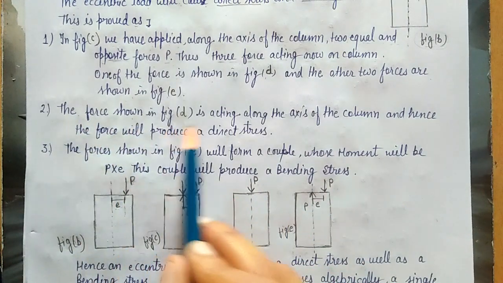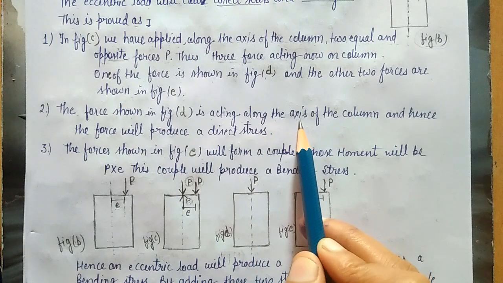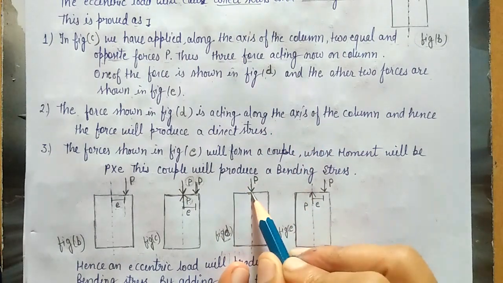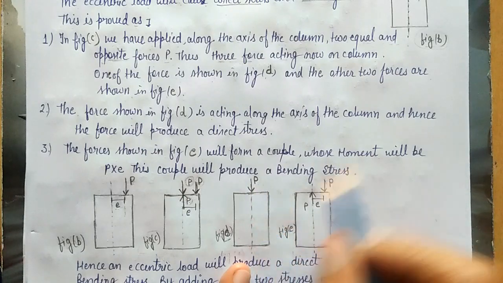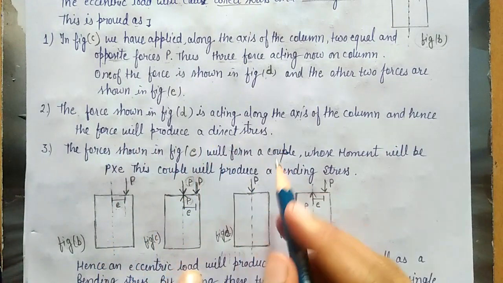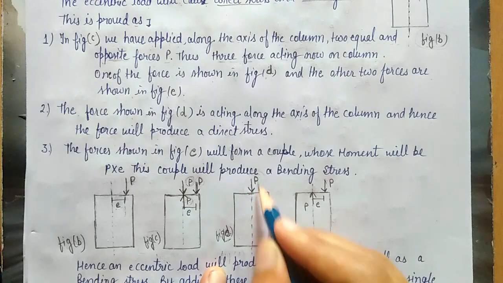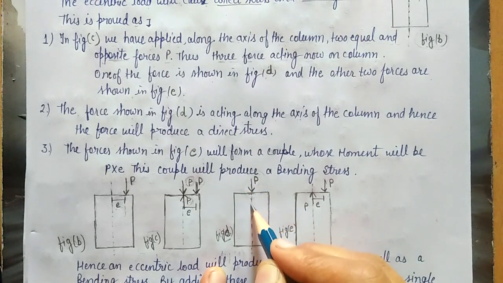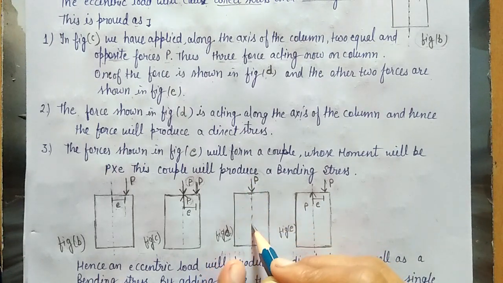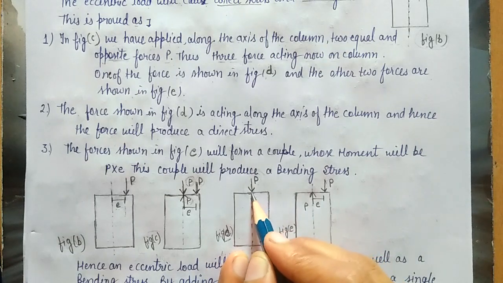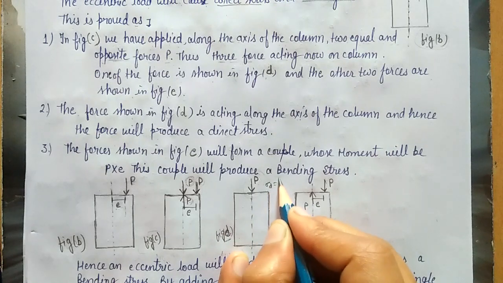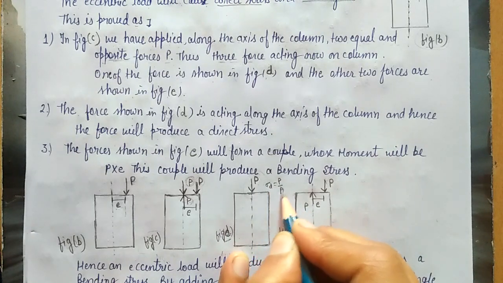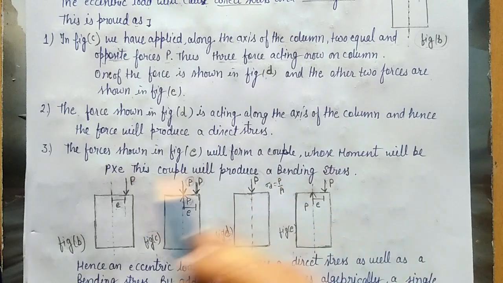The force shown in figure D is acting along the axis. The force here in figure D is applied along the axis of the column, and hence this force will produce direct stress, because it is acting at the axis of the column. What is the value of the direct stress? Sigma D equals, it is very simple, P by A, that means load upon area.